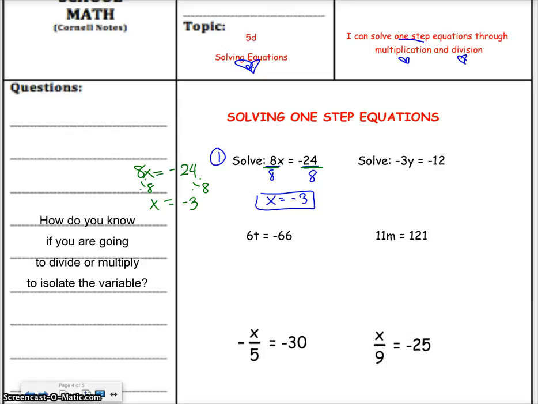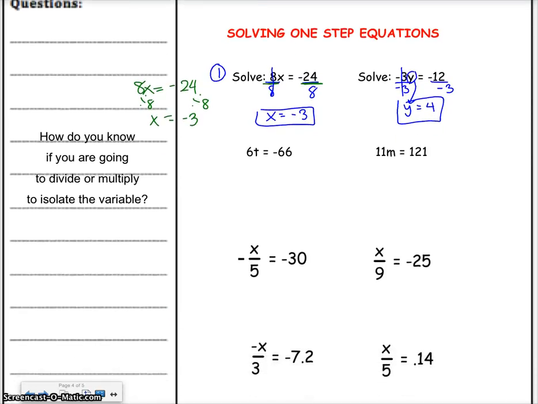Okay, the next one. This is negative 3 times y is negative 12. The inverse of timesing is dividing. So I'm going to divide through by negative 3. I'm going to do it to both sides of the equal sign to maintain equality. And you get y is a positive 4. Recall that what happens is the 8's canceled out on the first one. Here the negative 3's cancel out, and all you are left with is that y. And then negative 12 divided by a negative 3 is positive 4.